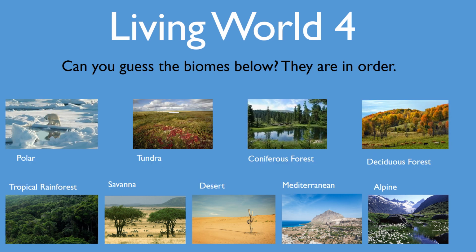Okay, so here's the answers. How many did you get? We've got the polar, tundra, coniferous forest, deciduous forest, tropical rainforest, savanna, desert, Mediterranean. And there's a tricky one. Did you get the alpine? Because that is probably the hardest one of the lot.